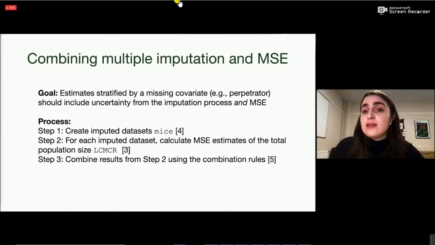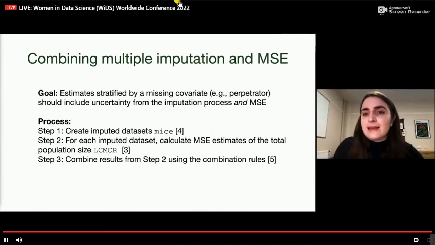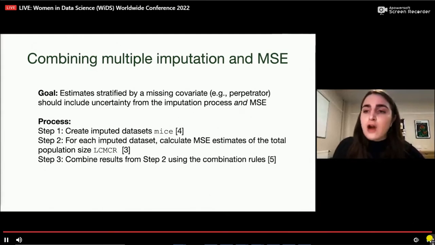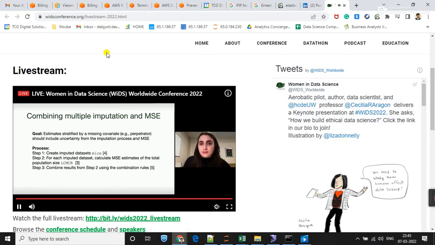I do the multiple systems estimation estimates using the R package LCMCR, which refers to, again, latent class multiple capture recapture. This is a Bayesian framework, so my 10 sets of results are 10 vectors of draws from the posterior distribution of the probable number of victims.